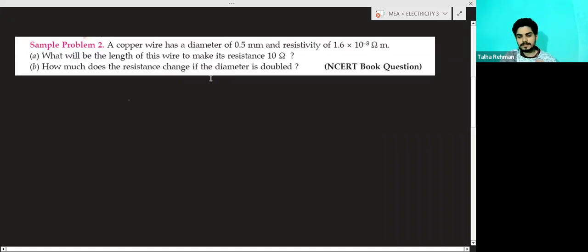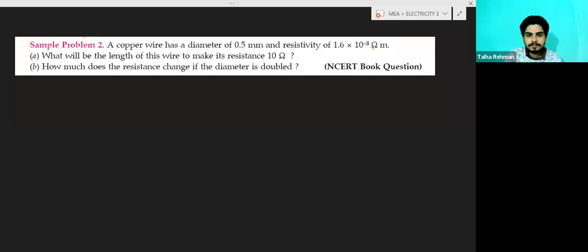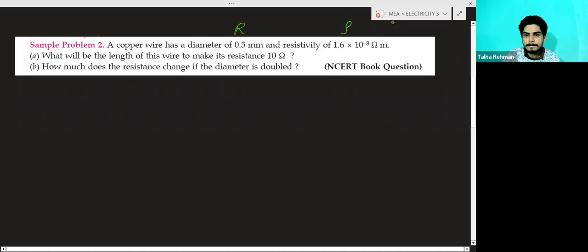In this question, first of all, read the question. A copper wire has a diameter of 0.5 mm, and that copper wire has a resistivity of 1.6 into 10 to the power minus 8 ohm meter. What is given? Resistivity of the wire is given. What will be the length of this wire to make its resistance 10 ohm?